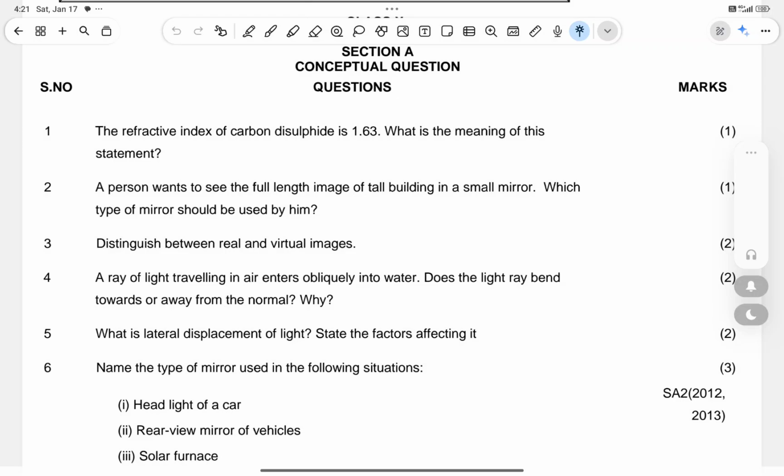Hello students, today I have uploaded a model question paper exclusively from the chapter Light, Reflection and Refraction. This model paper is specially designed to help you practice the chapter in an exam oriented way, as per the latest syllabus and exam pattern, covering all important concepts of the Light chapter.